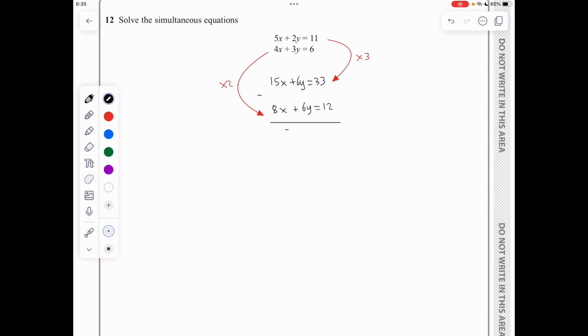15x minus 8x is 7x. The y's go away. 33 minus 12 is 21. So x is equal to 3. And I still need to proceed in finding the value of y. I could substitute maybe in the first one here. 5 times x, which is 3, plus 2y is equal to 11. So 15 plus 2y is 11, which leads to 2y being negative 4, and therefore y is negative 2.